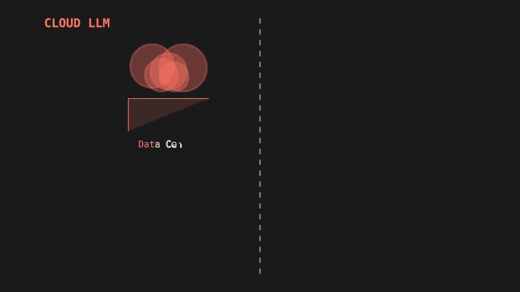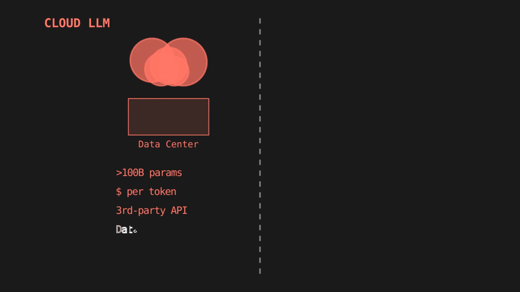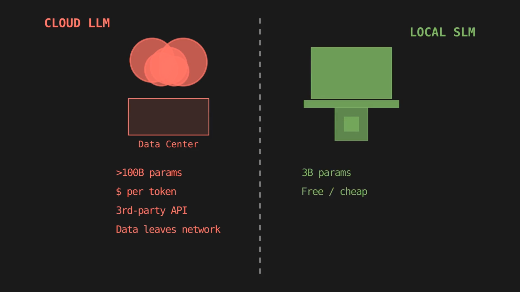On the left, a cloud-hosted giant, over 100 billion parameters. You pay per token. Your data leaves your network and goes to a third-party server you do not control. On the right, a 3 billion parameter model running on a laptop. Private. Offline. Essentially free to run after the initial setup. The question is not which model is bigger. The question is which model is right for your specific task.